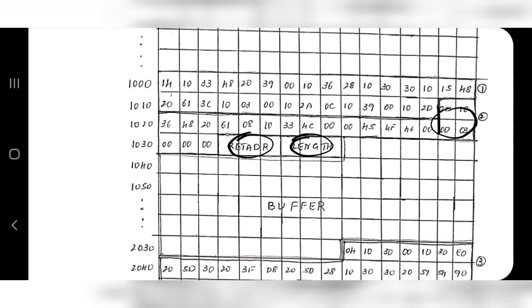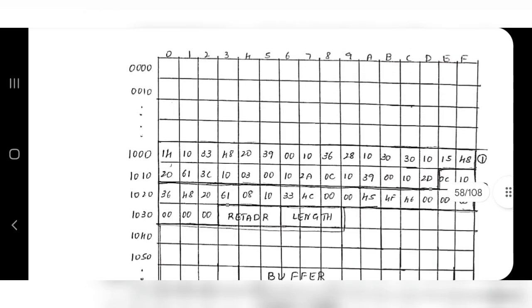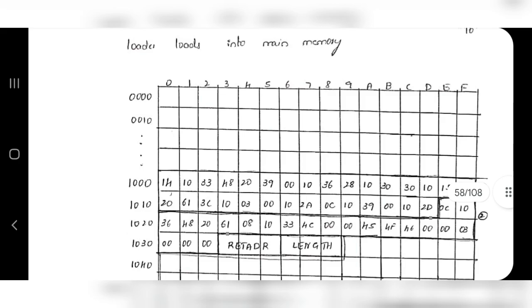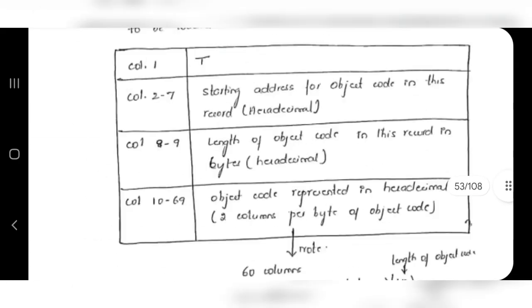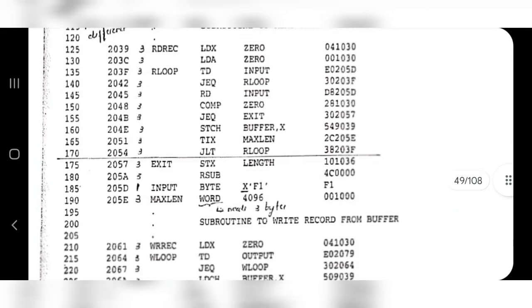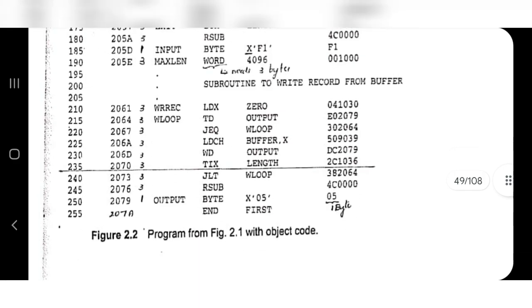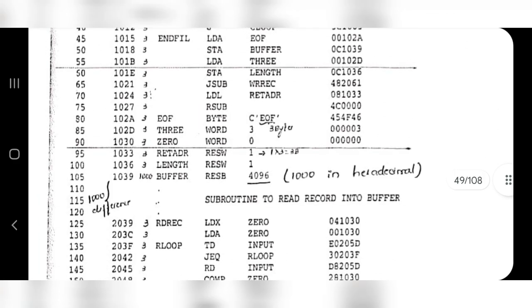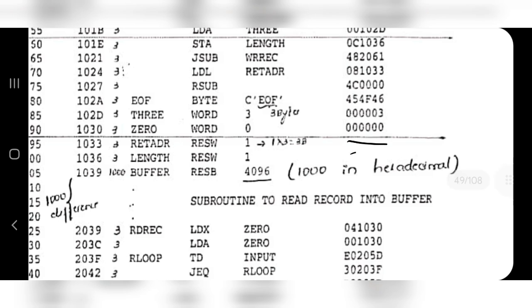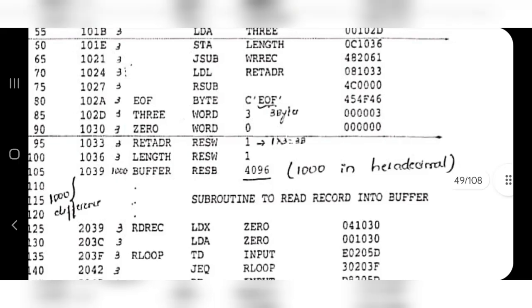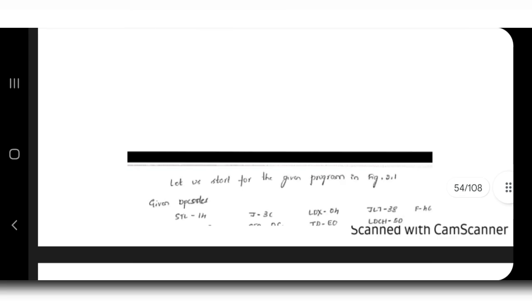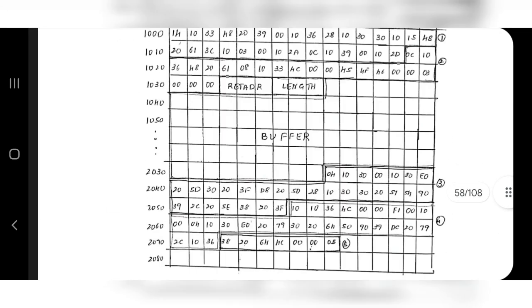Return address and length did not have any object code associated with them. You see in the object code here, return address and length did not have any values, just return address and length. It had 33 bytes, so we'll just write return address and length there itself. And buffer was 1000 bytes, so we have to allocate 1000 bytes. I've done that here: we have left 1000 bytes for the buffer part, and after that it starts from here.